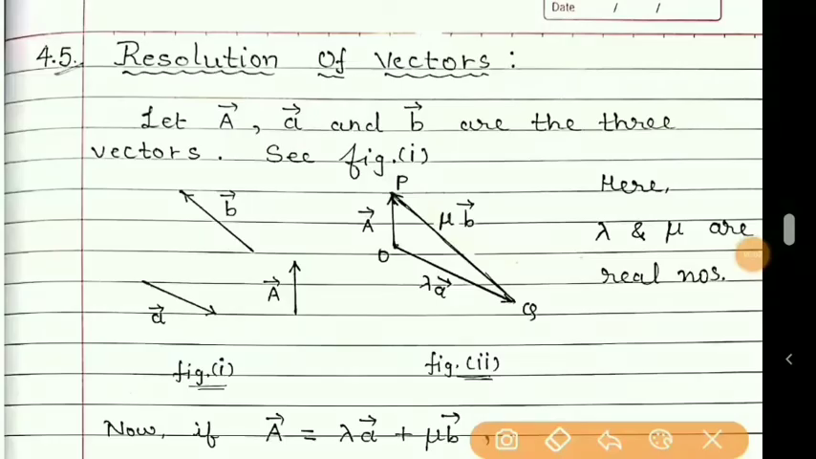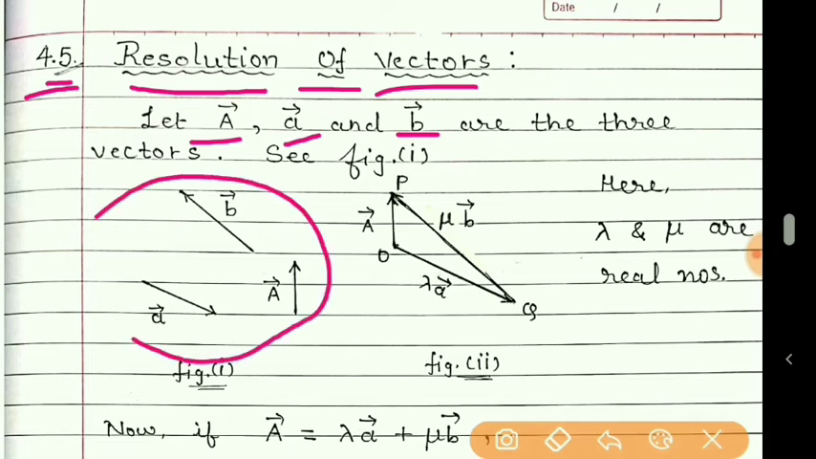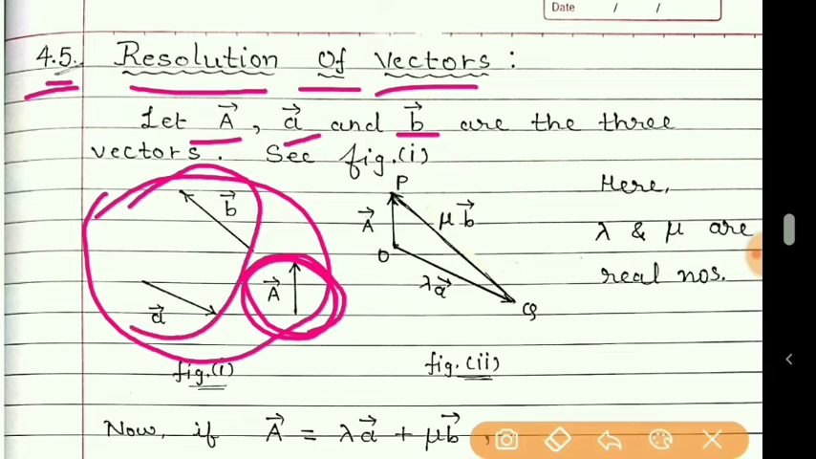Now topic number 4.5, resolution of vectors. Students, here vector A, capital A, and vector small a and vector small b are the 3 given vectors. You can see this figure also. These vectors are shown in this figure. So here we have to show this vector, that is vector A, in terms of the addition of these two vectors.